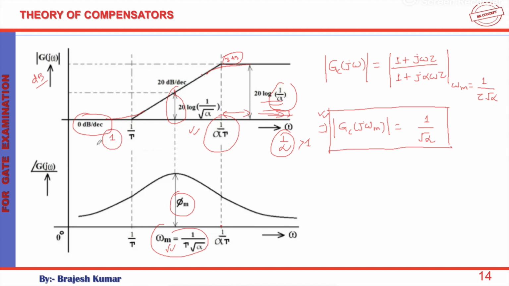Clear? When we talk in terms of communication, we are more concerned about signal to noise ratio. We need to improve the value of signal to noise ratio, right? So in the case of a lead network, the signal to noise ratio at the output of the lead compensator is poorer than the value at the input. So when the signal passes through the lead network, the signal to noise ratio deteriorates, which is one of the disadvantages.